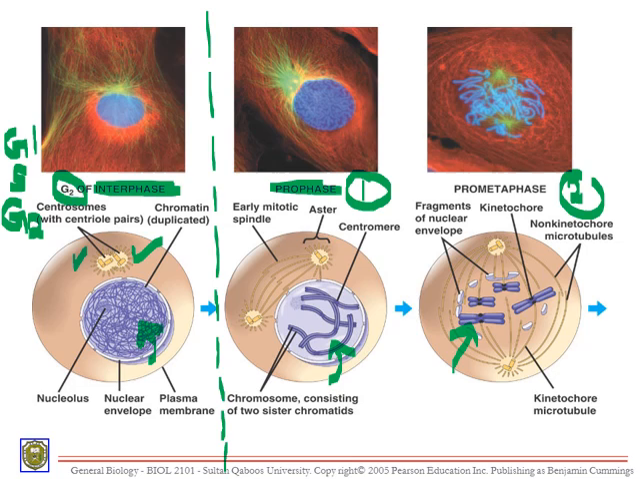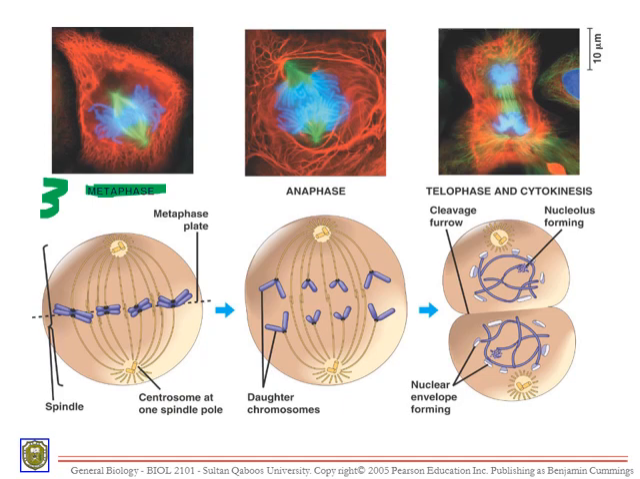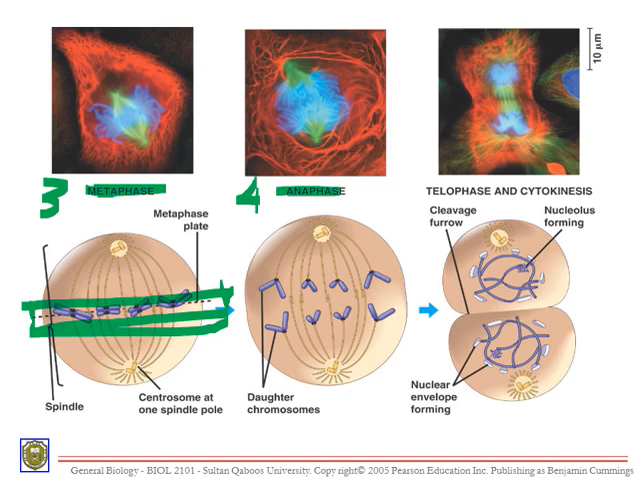The third thing is metaphase. We see the chromosomes very clearly on this middle plane here. And the fourth is anaphase. You can see that now the daughter chromosomes are being separated. They are being pulled to the ends of the cell. And you can also notice that the cell is elongating. Finally, we have telophase. The chromosomes are on opposite ends of the cell, and telophase is followed by cytokinesis.